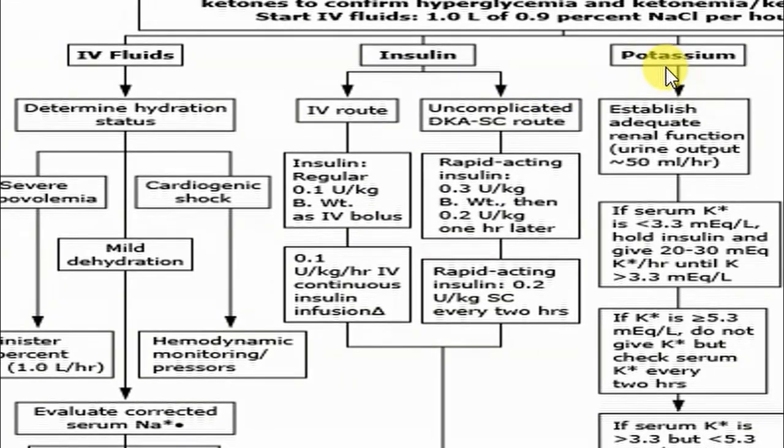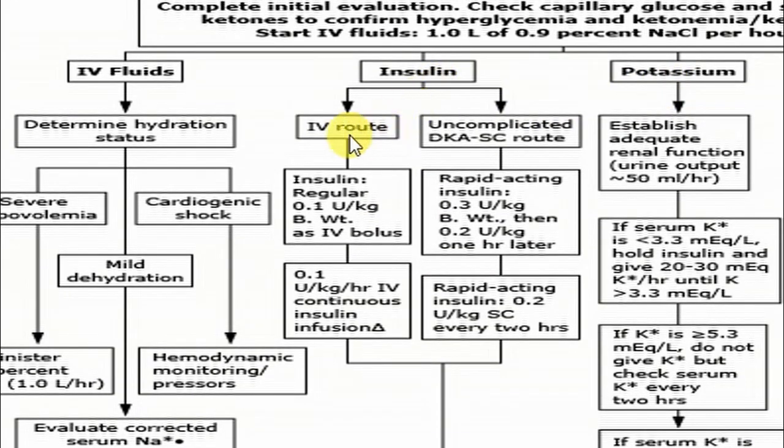Now, regarding the insulin, insulin can be given by two routes. First of all, it's the IV route, and the second one is the uncomplicated subcutaneous route. Regarding the IV route, insulin can be given as regular insulin 0.1 unit per kg body weight as an IV bolus, and after that 0.1 unit per kg per hour as a continuous IV insulin infusion.